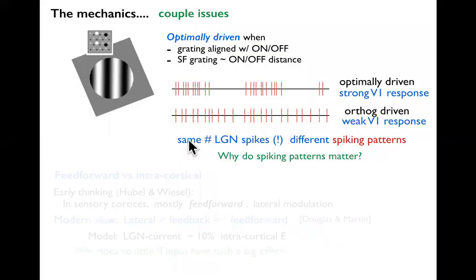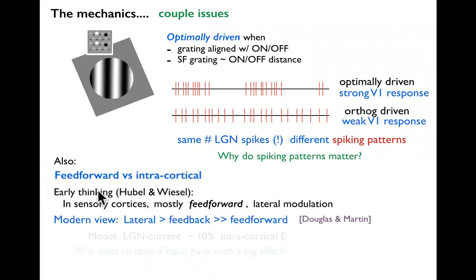Oh, I guess I'm not ready to go there yet. So I want to address a couple of issues. You've seen this one. I want to explain why spiking patterns matter. Why is it that it responds so much to this kind of LGN pattern, but not so much to this? And another thing I want to explain is feedforward versus intracortical input.